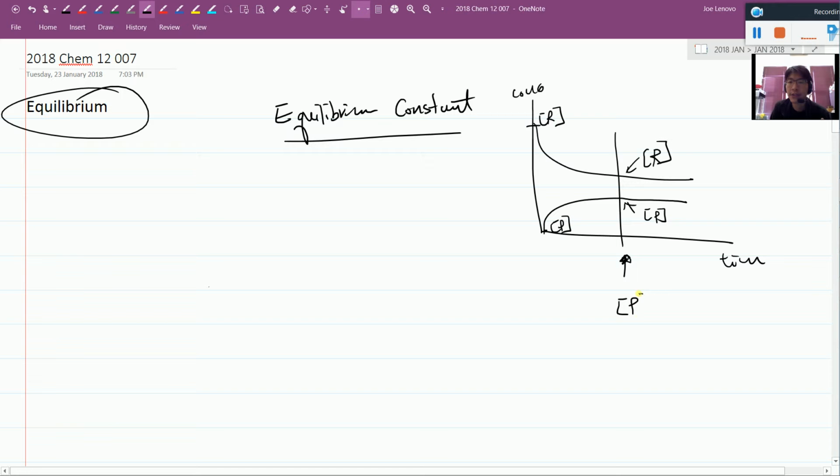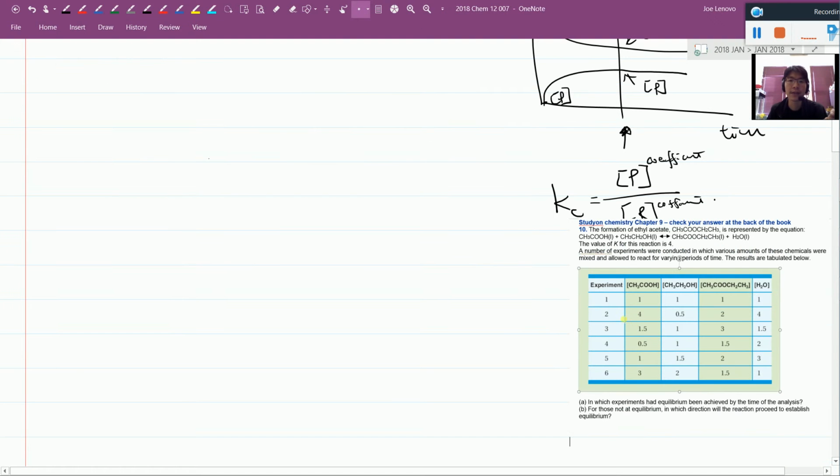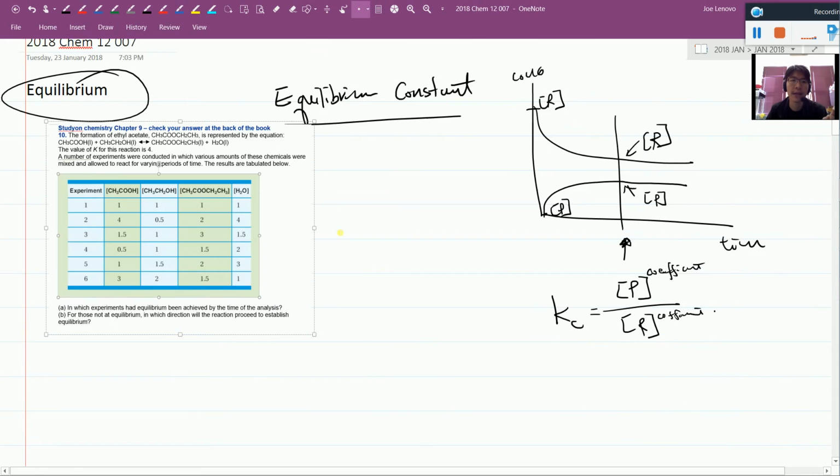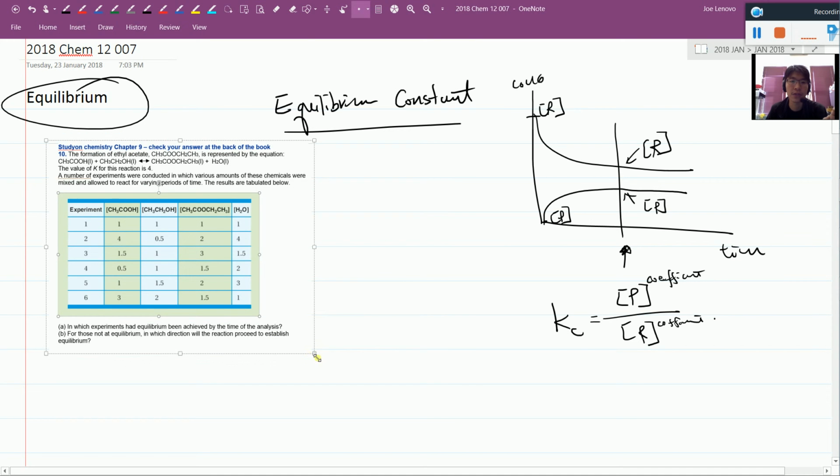The concentration of the product divided by the concentration of the reactants is a constant, and this is related to the coefficients of the chemical equation. Then it comes up with a formula: the equilibrium constant equals the product concentrations raised to their coefficients, divided by the reactants'. So now I've got a question for you to go through.